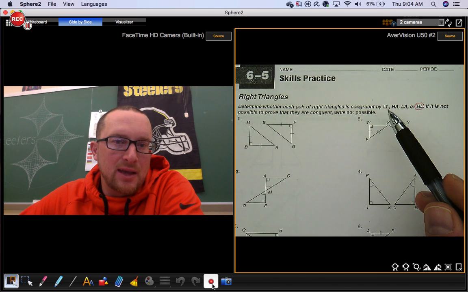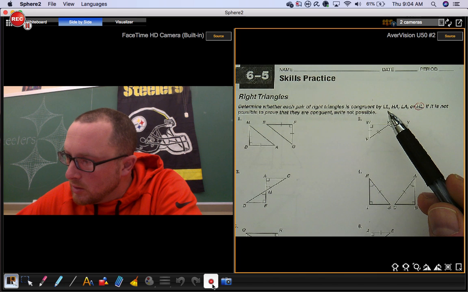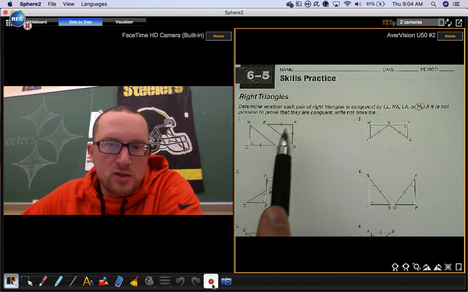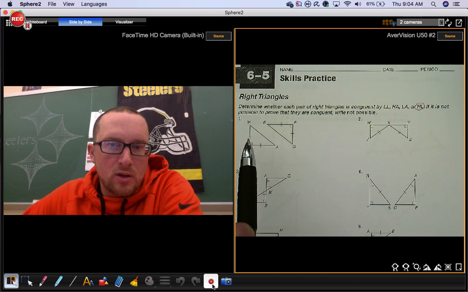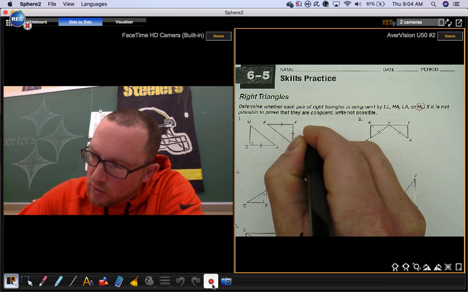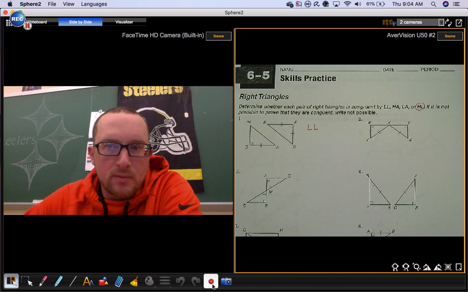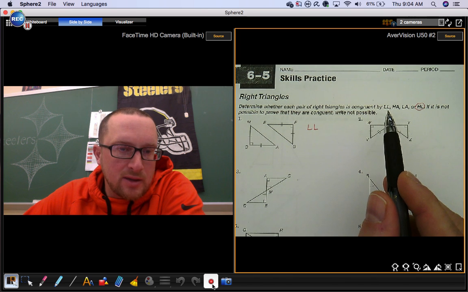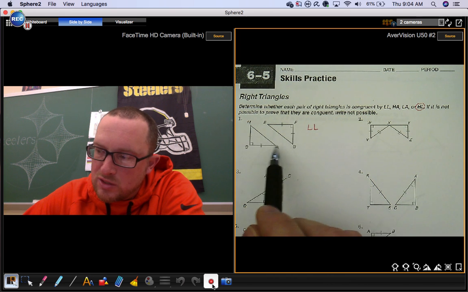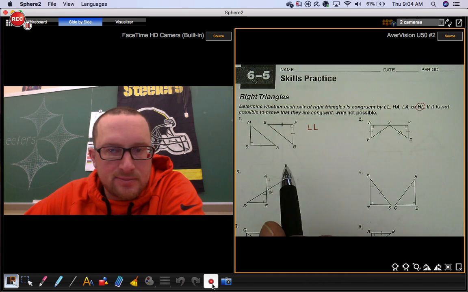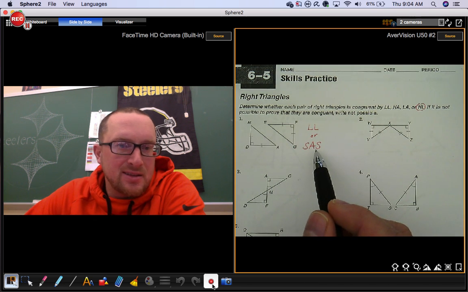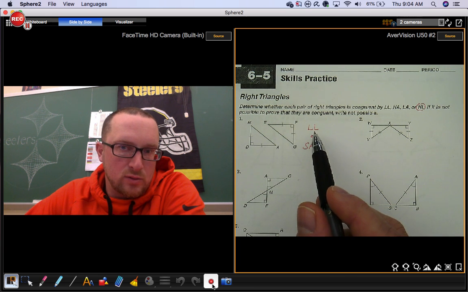LL is the leg-leg postulate. I'm going to find an example of leg-leg. Look at number 1. These two triangles are right triangles. There's a pair of congruent legs, and there's another pair of congruent legs. So these two triangles are congruent by leg-leg. Now, we didn't go over leg-leg because we already know they're congruent. If you didn't know what leg-leg was, wouldn't you still know that these are congruent by side angle side? Leg-leg is exactly the same thing as side angle side for right triangles.